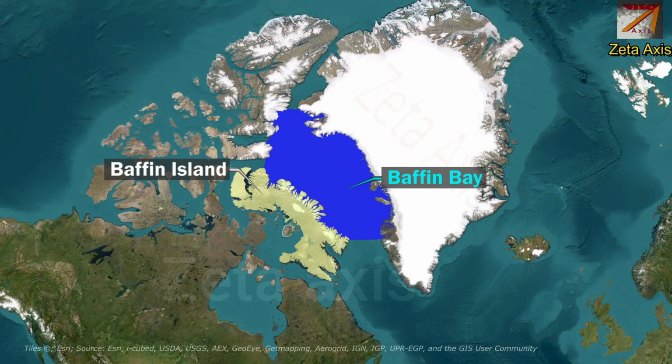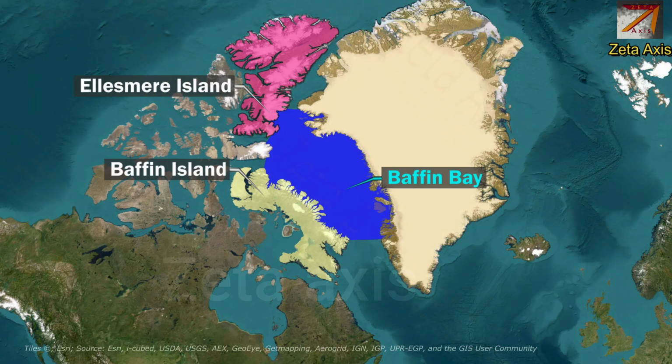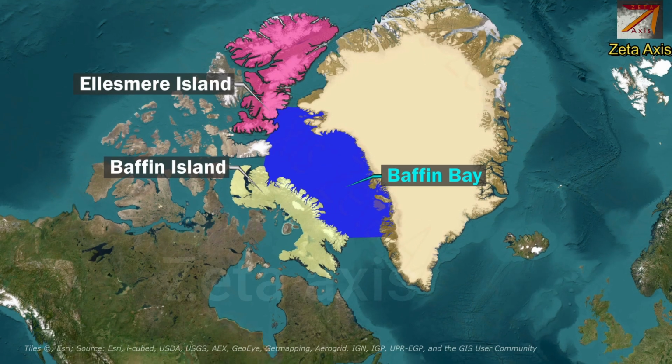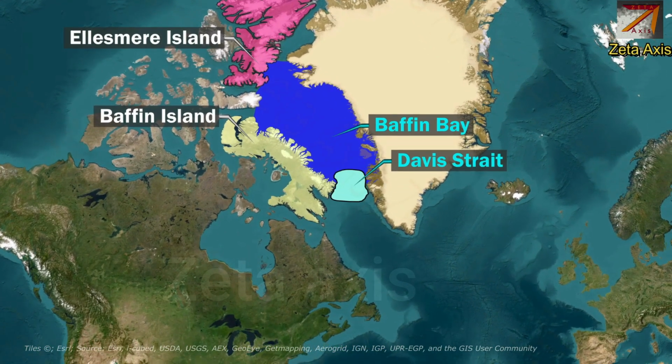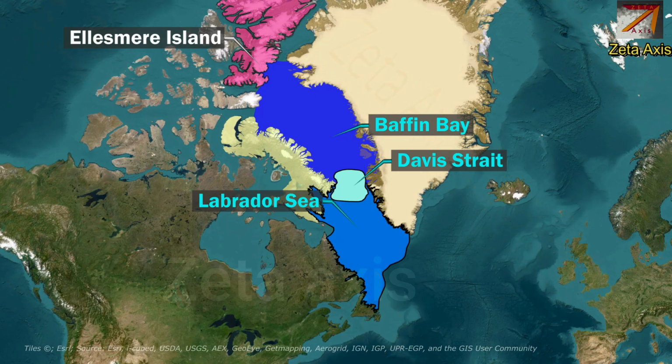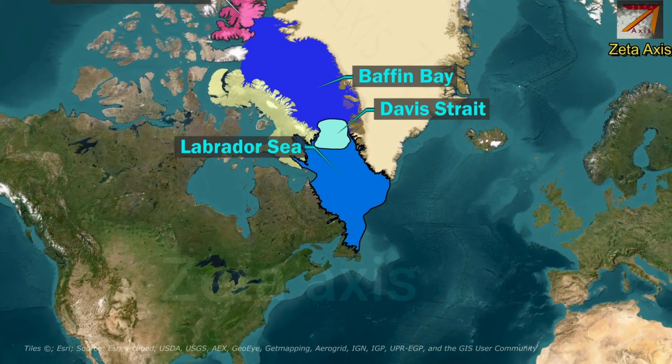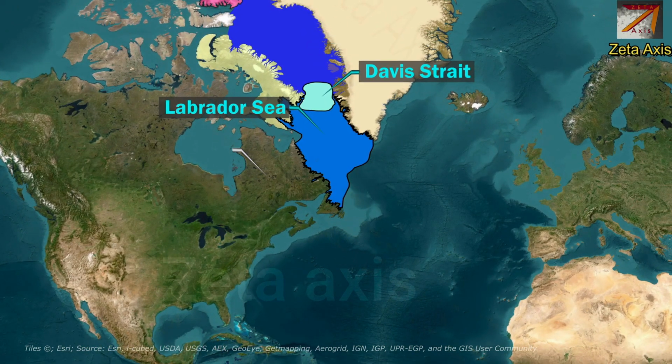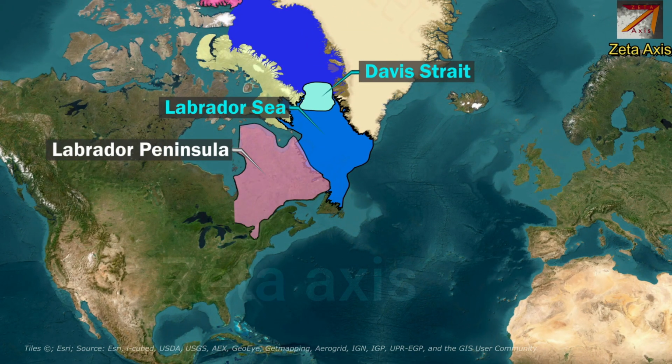Baffin Bay is again an arm of Atlantic Ocean bounded by Baffin Island in the west and Greenland in the east, and Ellesmere Island in the north. The Baffin Bay connects the Atlantic Ocean through the Davis Strait. The Davis Strait lies between midwestern Greenland and Baffin Island of Canada. To the north is Baffin Bay and to the south is Labrador Sea. The Labrador Sea is an arm of North Atlantic Ocean between the Labrador Peninsula and Greenland. It connects to the north with Baffin Bay through the Davis Strait.